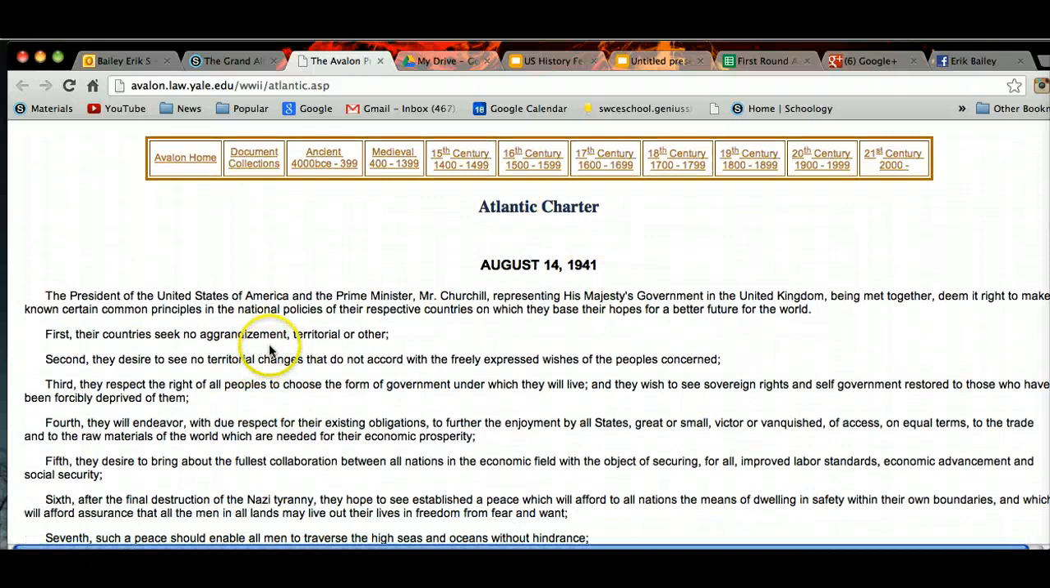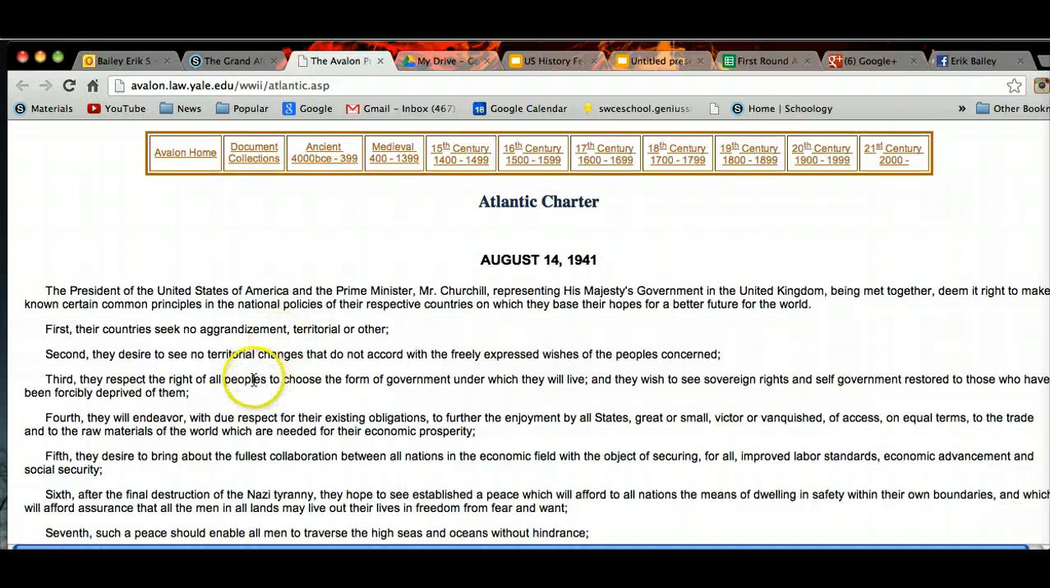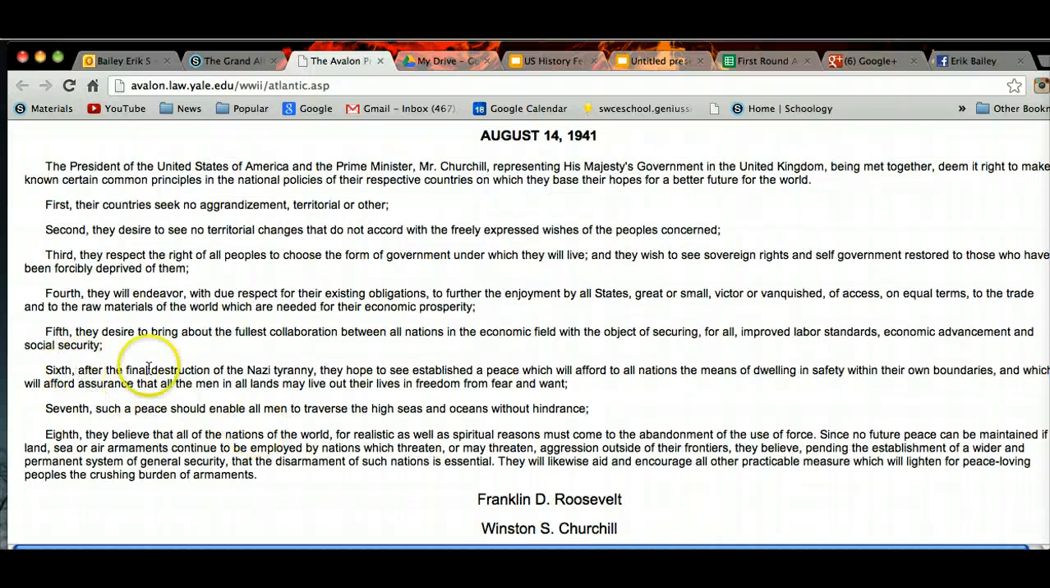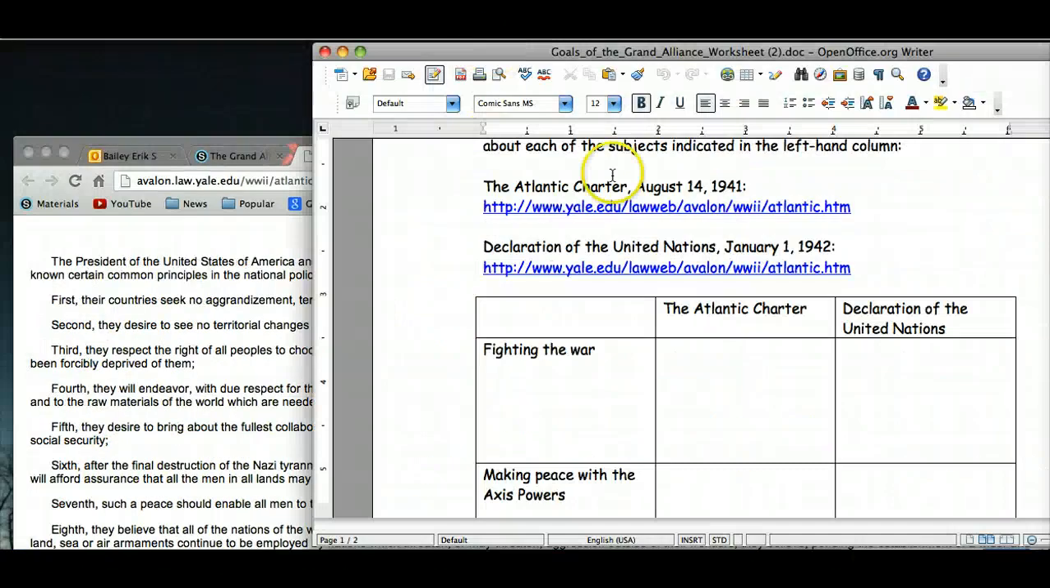And the war being World War II. First, there's countries seek no aggrandizement, territorial or other. Let me see. I think it's under 7th. After the final destruction of the Nazi tyranny, they hope to see established peace. Okay, so basically they want the destruction of the Nazi tyranny. So put destruction of Nazi tyranny under Atlantic Charter.